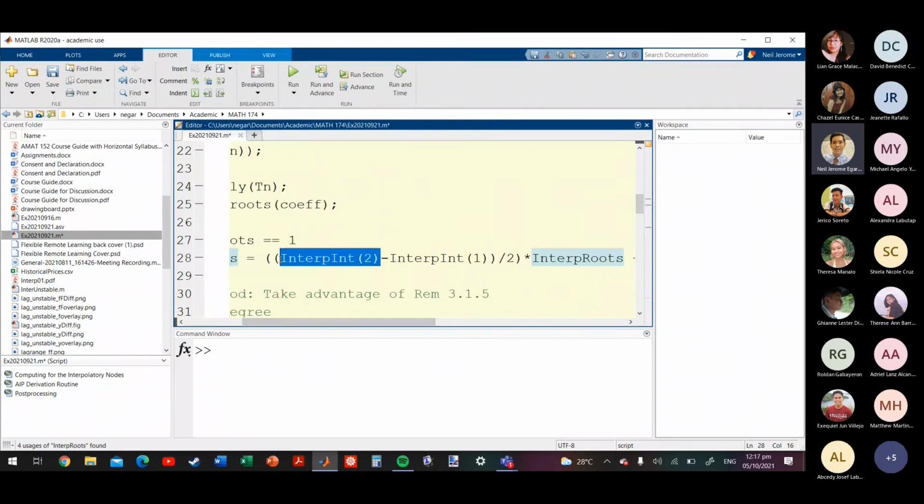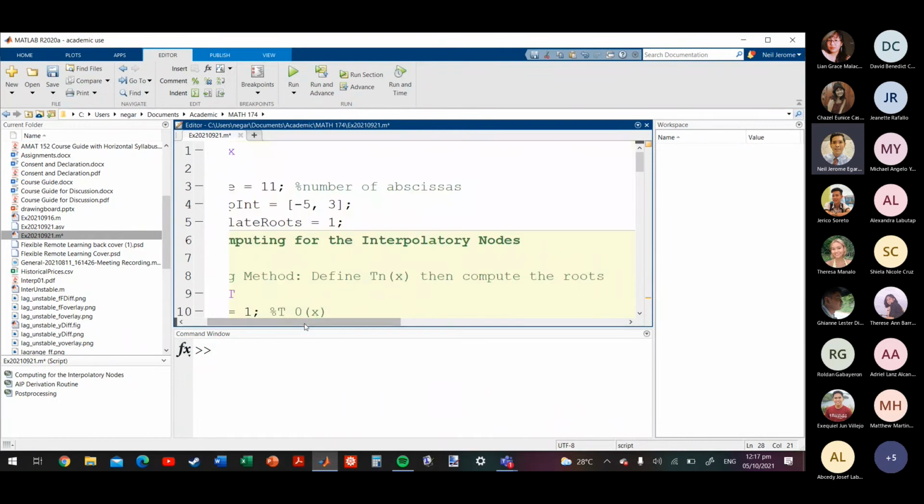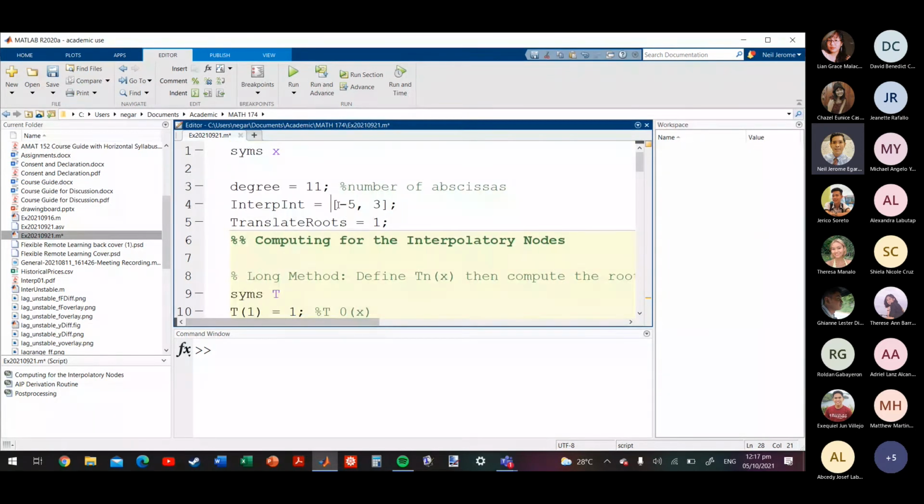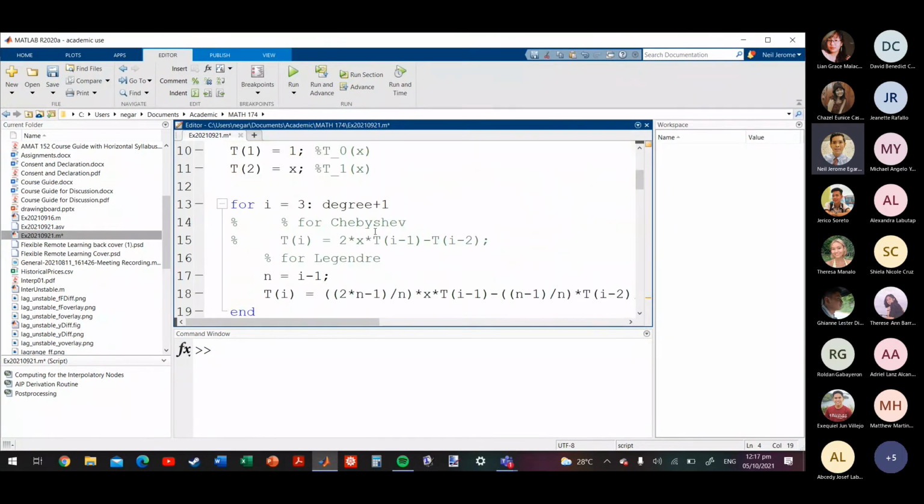Interp int of 2 is the second element of the vector consisting of the interpolatory interval. Let's look at that again. Interp int is equal to -5, 3. First element niya, so interp int of 1 is -5, while interp int of 2 is 3. Okay, so yun yung makikita nyo dito sa translation.